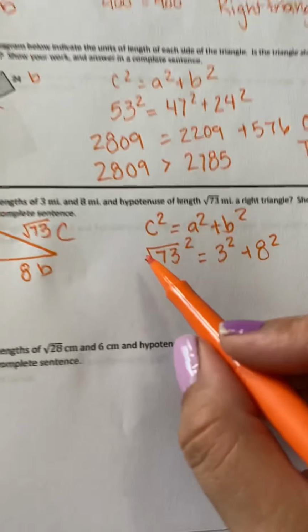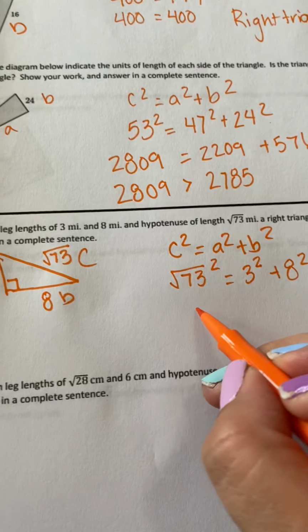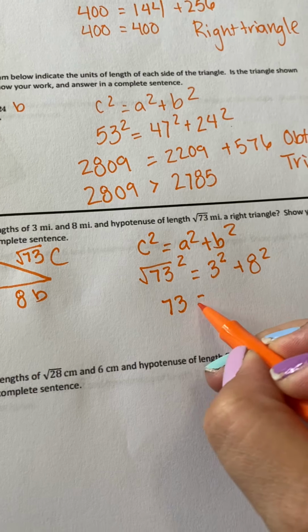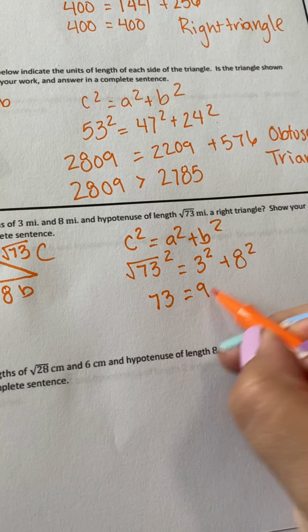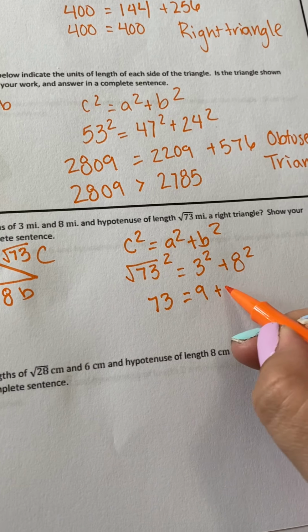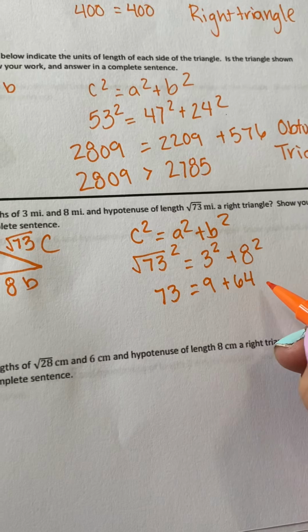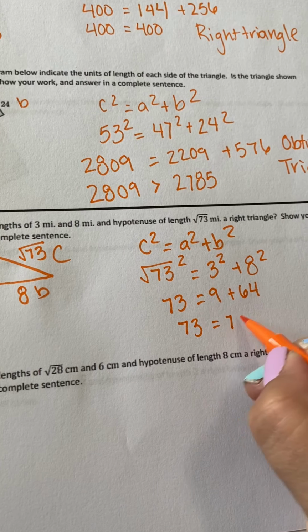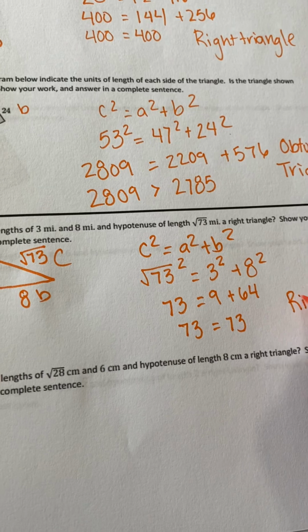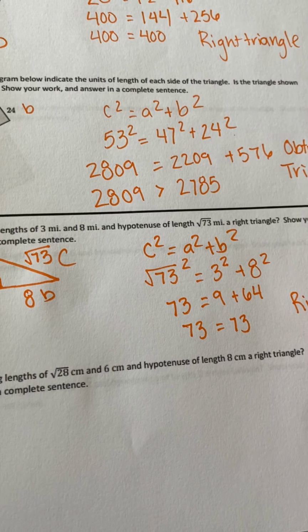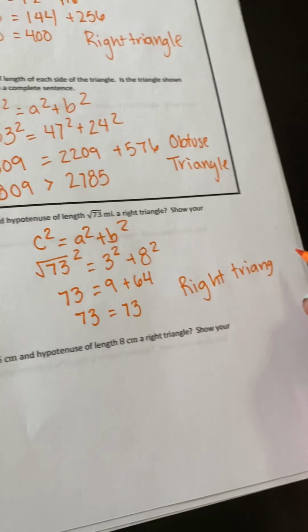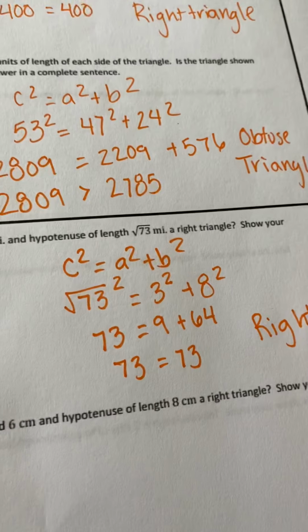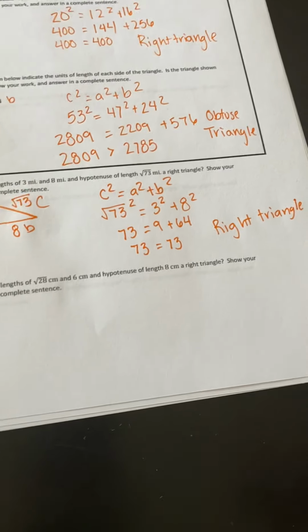All right, whenever you have a square root and a square, they're going to cancel out. So this is just going to be 73 equals, well, 3 squared is 9, and 8 squared is 64. And then if we add up 9 plus 64, we are going to get 73. So we get 73 equals 73. So yes, this is a right triangle. All right, so just write that in. If you want to write a full sentence, you can, but as long as I see that you understand it, that's what I'm talking about.